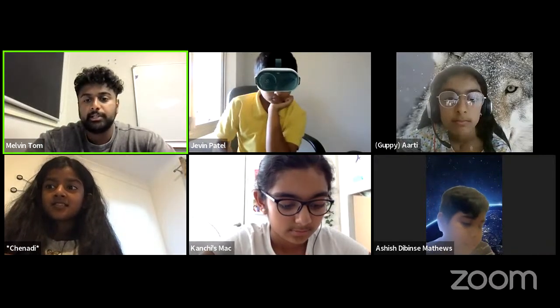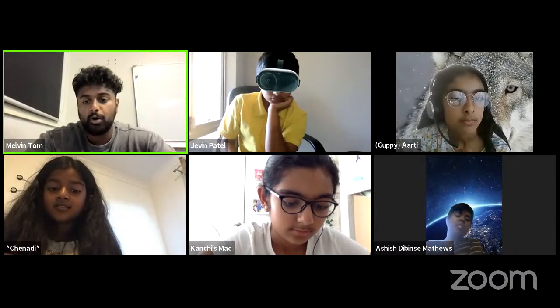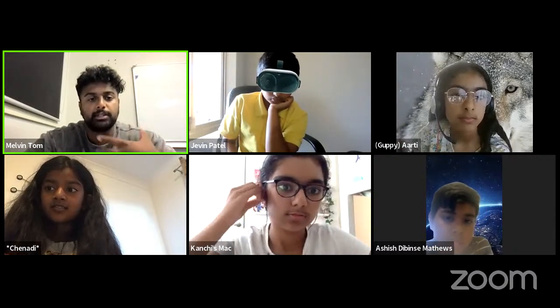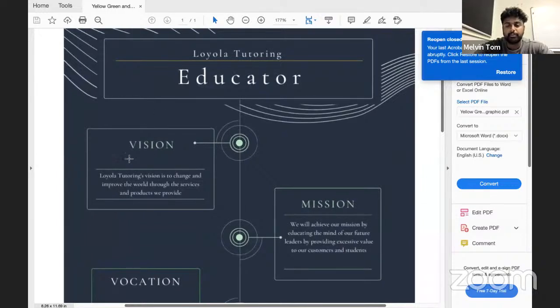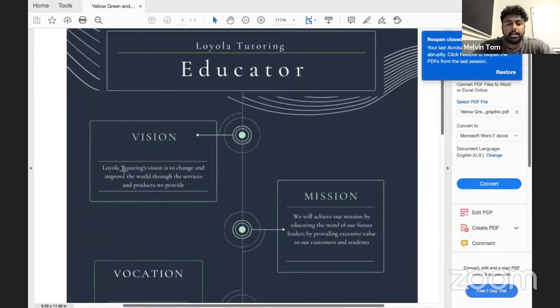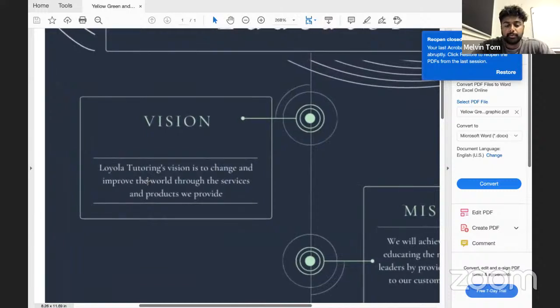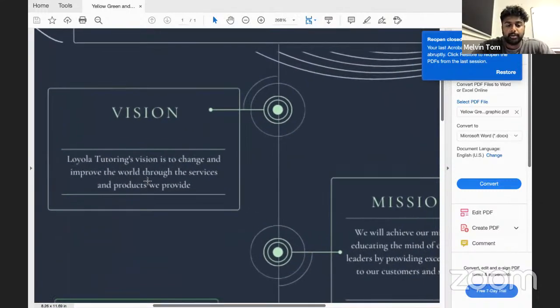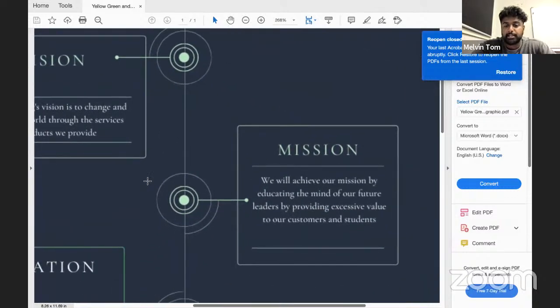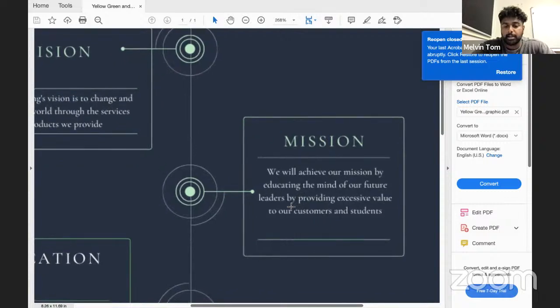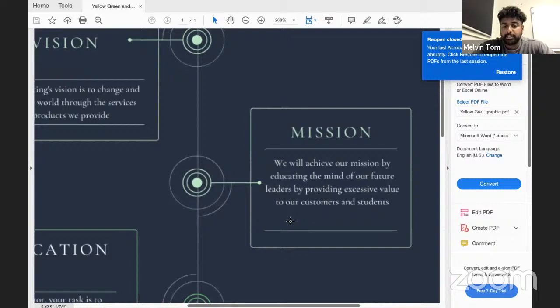So I'll show you guys what I show all my new staff members, all the staff we hire. This is basically what we tell them when they join. This is the vision of Loyola Tutoring: to change and improve the world through the services and products we provide. So mission, how do we do it? We will achieve our mission by educating the mind of our future leaders by providing excessive value to our customers and our students. Basically what that says is you guys are going to change the world one day.